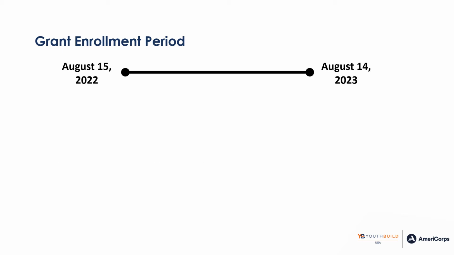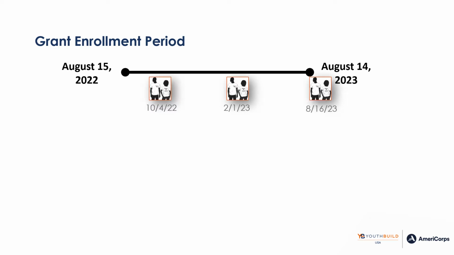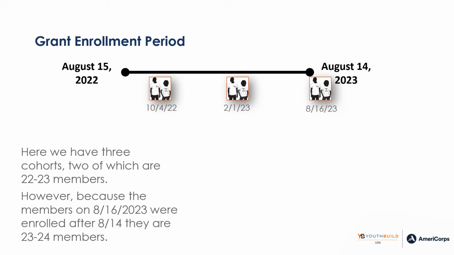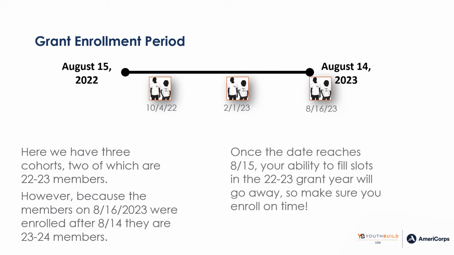Here we see three member cohorts again, only this time the last cohort is enrolled a few days later on August 16th of 2023. Even if it was your intention for these members to all serve in the same grant year, the members enrolled on August 16th will belong to the next grant year. Once one grant enrollment period ends and a new one begins, your ability to fill slots in the previous grant year will cease. So make sure you enroll members on the days they begin their service.